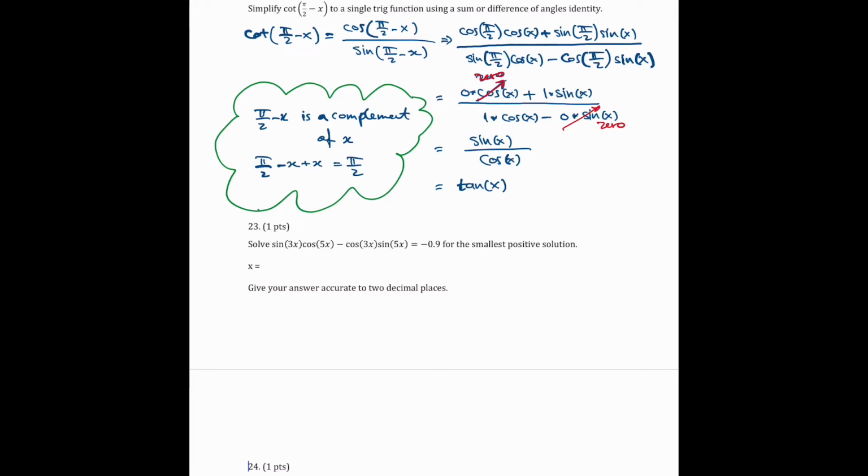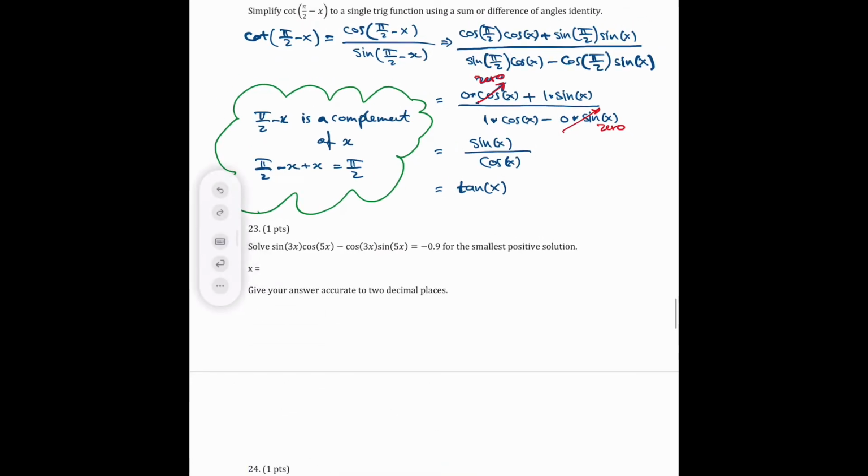Question number 23. We need to solve sine 3x cosine 5x minus cosine 3x sine 5x equals negative 0.9.